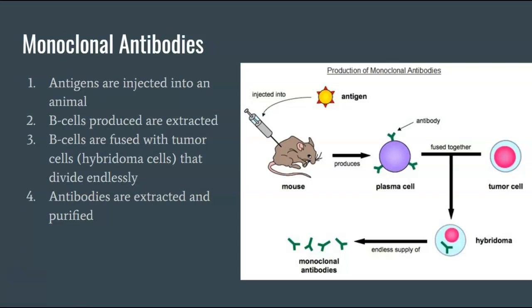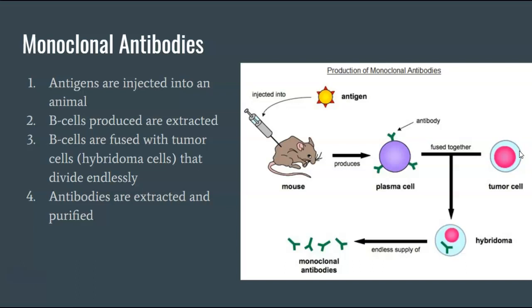And monoclonal antibodies, this deals with how we make vaccines. When you want to produce antibodies on a large scale, you produce monoclonal antibodies. By doing this, you inject antigens into an animal, typically a mouse. So the antigen of interest is injected into a mouse, which produces the B cells that we care about with the antibody on it, right? Then you fuse them with a tumor cell.